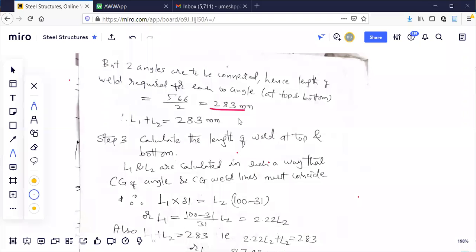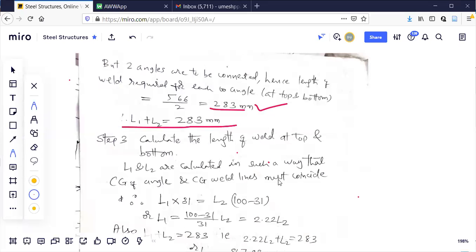If there is only one angle connected, you don't have to divide the total length by 2. This 566 by 2 has come because two angles are connected back to back. This 283 I must split, because every angle will get a total length of 283. Out of 283, I have to decide what L1 and L2 are. So L1 plus L2 is 283. How do we find L1 and L2? L1 into A is equal to L2 into B.